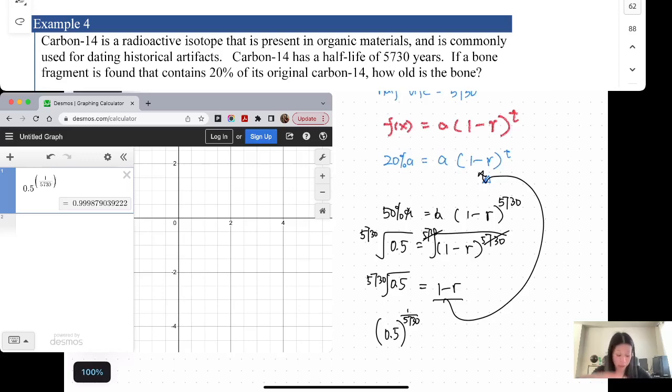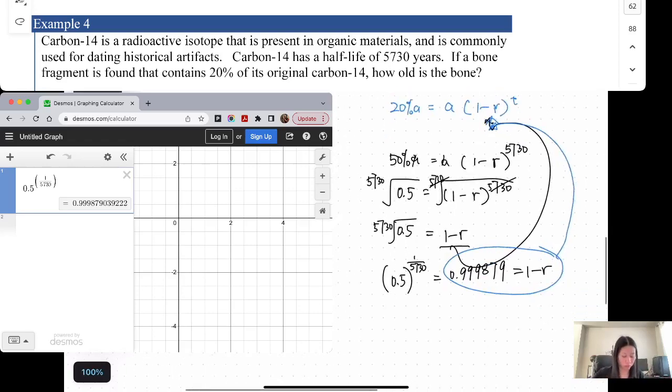So in decimal, I can write 1 divided by 5,713. So that means 1 minus r is equal to 0.9998. I try to keep as many decimals as possible, so that will give me a more accurate answer, especially when you calculate that on GeoGebra. So this is equal to 1 minus r. So now we know 1 minus r. Well, we just need to substitute that 1 minus r into this function. Then we will find out how long it takes for that bone fragment to decay to 20%.